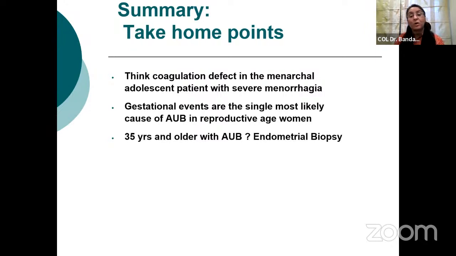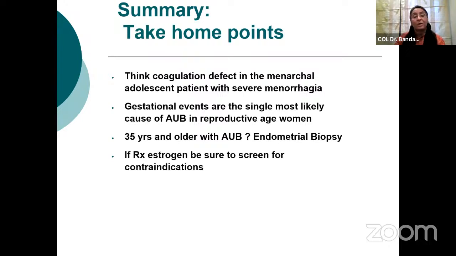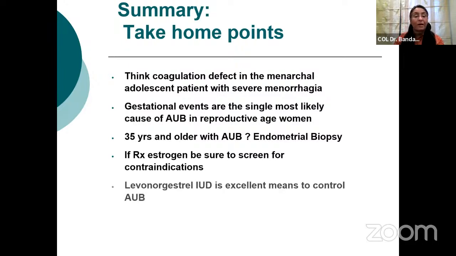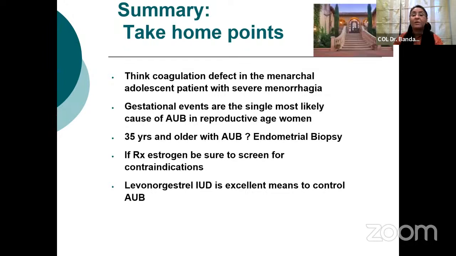35 years or older with AUB, an endometrial biopsy is a must. If estrogen has to be given, screen for contraindications for estrogen, like family history of any breast cancers, they definitely need to be excluded. Levonorgestrel IUD is an excellent way to control AUB. This is a conservative method and it has very good results. So these are the take-home points.